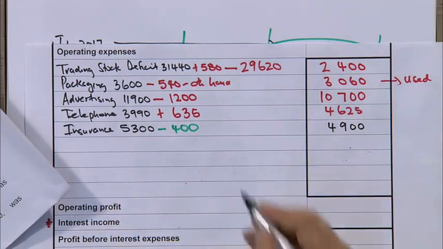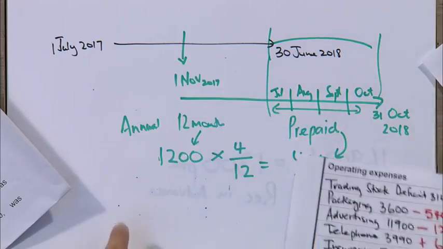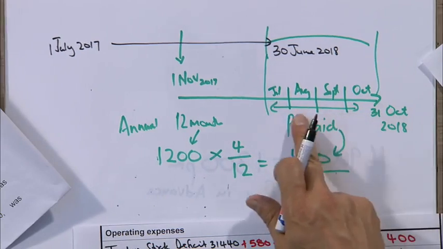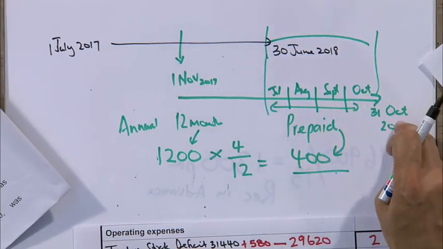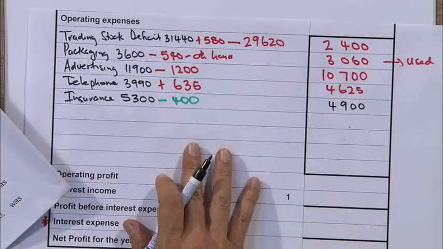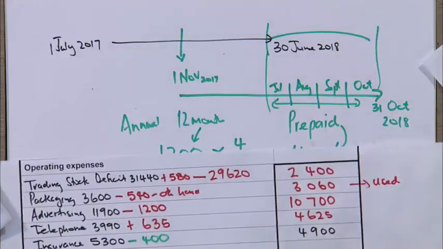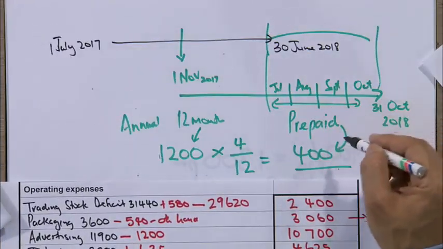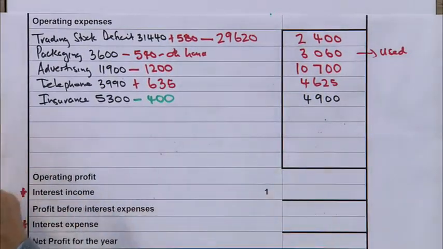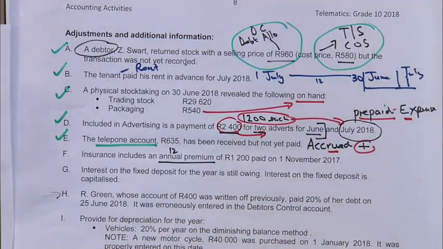That is my insurance. That is normally an adjustment that you have to just check, and sometimes you will have to draw your timeline just to make sure that you know how many months is paid for. That's the number of months that falls outside the financial year, and those are the amounts that is prepaid. Okay, so that is how the adjustment for insurance will look. We know it's 4 months prepaid, so that is what we have to take away from there. Okay, so that was insurance. So let's just tick off insurance.